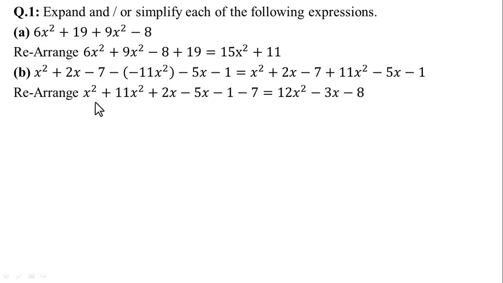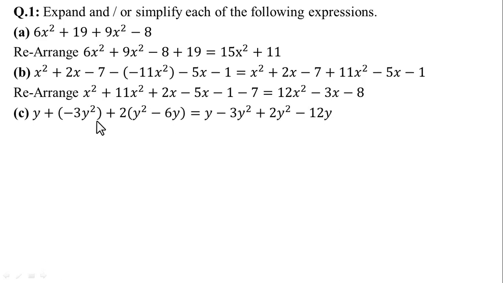11x square and 1x square is equal to 12x square. So 12x square, minus 5x plus 2x is equal to minus 3x, and minus 7 and minus 1 is minus 8. So the final answer of B part, 12x square minus 3x minus 8.